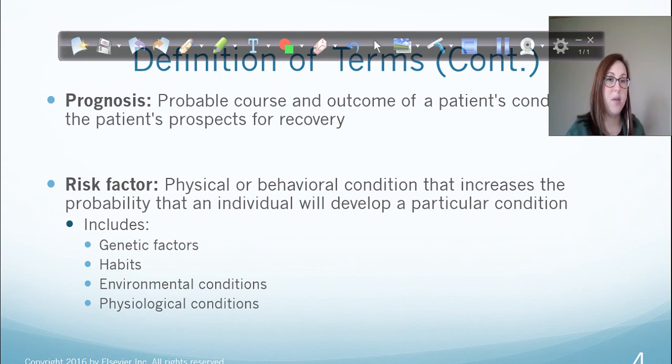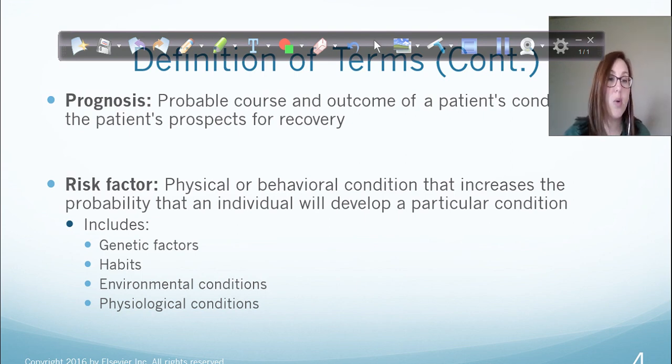Risk factors. That's a physical or behavioral condition that increases the probability that an individual will develop a particular condition. So this has to do with the fact that your chances are greater of developing a type of medical condition. So genetic factors. Some diseases have a genetic component. Maybe a patient's mother has breast cancer. That makes her more high risk for developing breast cancer in a younger patient.